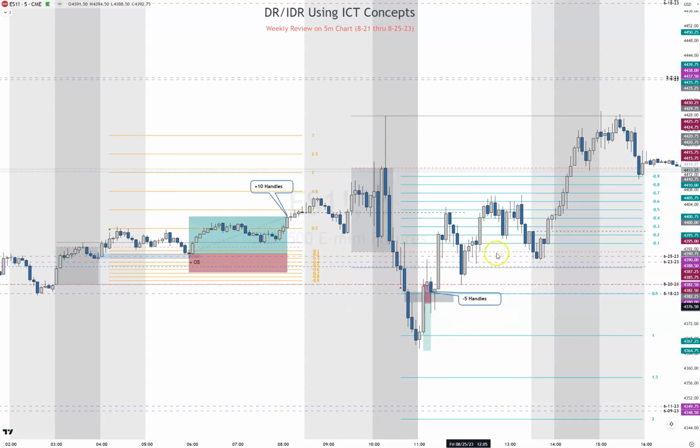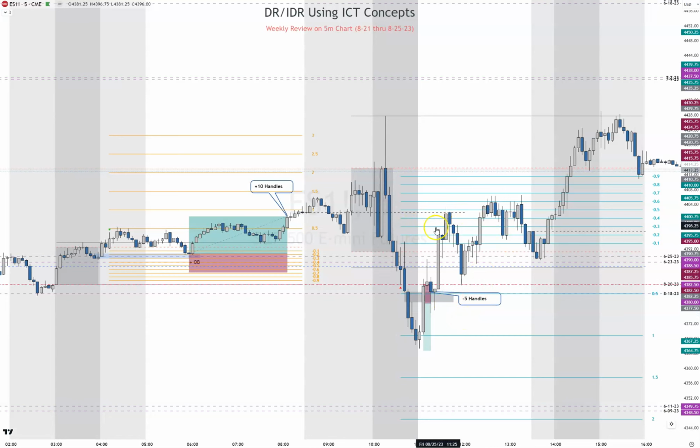And then the RDR session, we get confirmation to go short. We have a fair value gap here. Didn't really have anything up here except for way up here, and I just took a trade here. Could have gotten in again up here. Probably would have hit our target, but we lost right here. We took an L right here. We lost 5 handles, -5 handles.